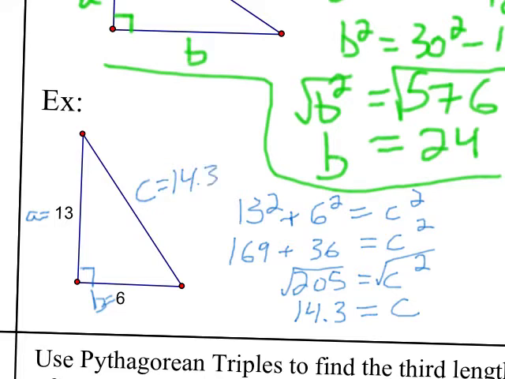You can always check your answers to see if they're at least realistic. The hypotenuse should always be longer than the other two legs, and we check it out, and in fact 14.3 is greater than 13 is greater than 6, so it works. So, okay, let's move on to Pythagorean triples.